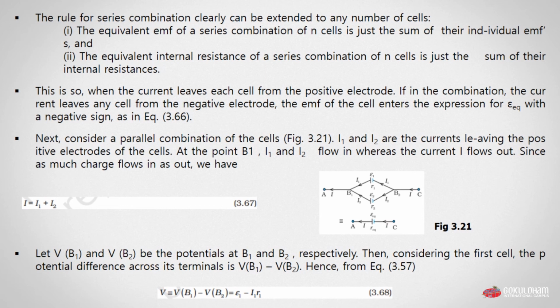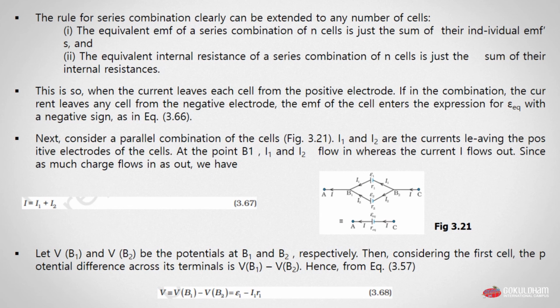Here I1 and I2 are the currents that are leaving the positive electrodes of the cells. At point B1, I1 and I2 flow in, whereas the current I flows out. Since as much charge flows in as flows out, we have I is equal to I1 plus I2, as equation 3.67.